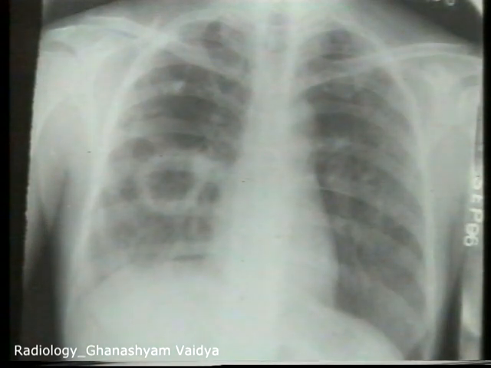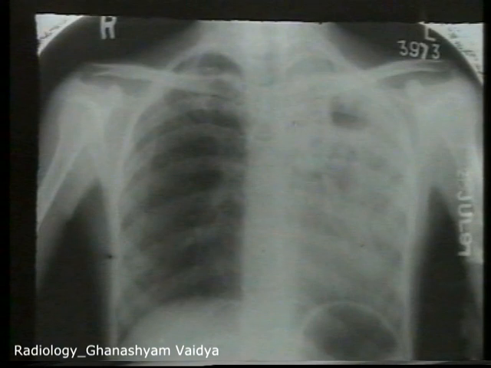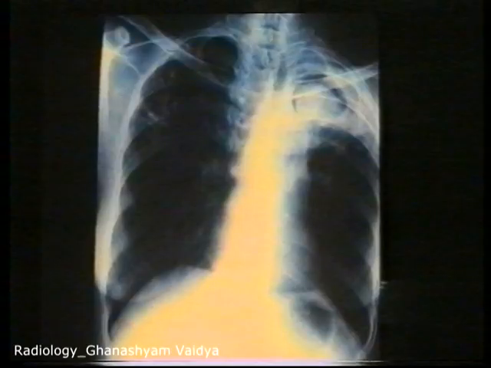This X-ray shows a thick-walled cavity in the right mid-zone, but note that the wall is smooth and of even thickness and there is no fluid level. This X-ray shows a cavity in the left upper zone in a collapsed and fibrosed left lung. The mediastinum is pulled to the left side and the cavity is seen clearly within the fibrosed lung.